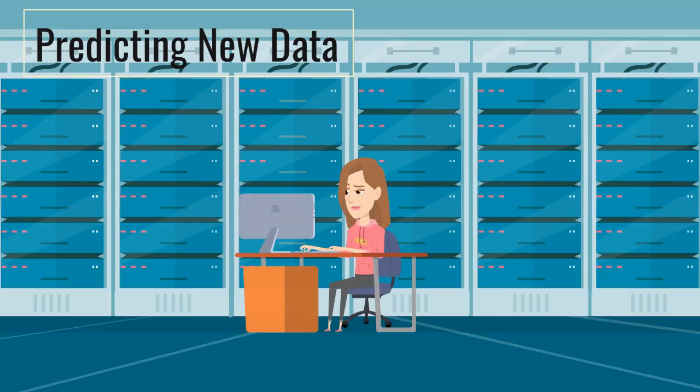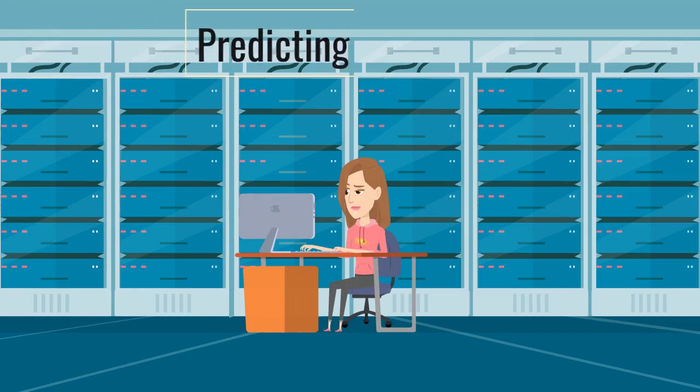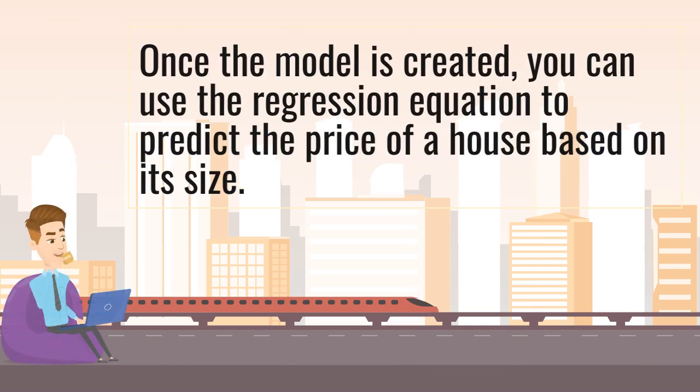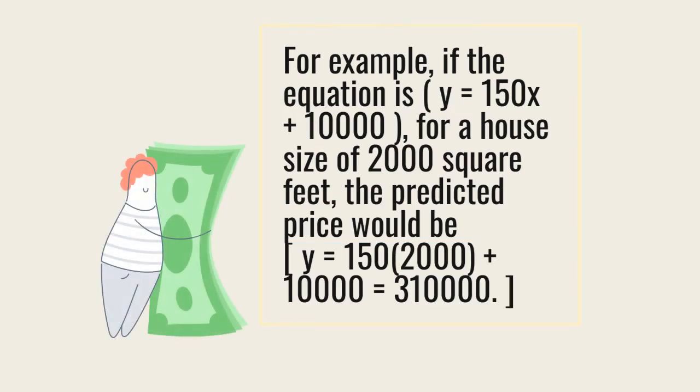Predicting new data. Once the model is created, you can use the regression equation to predict the price of a house based on its size. For example, if the equation is y equals 150x plus 10,000, for a house size of 2,000 square feet, the predicted price would be y equals 150 times 2,000 plus 10,000 equals 310,000.